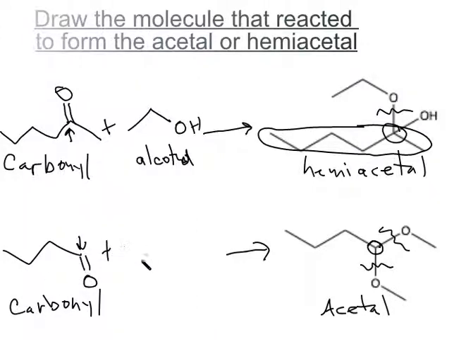And now since this is an acetal, we're going to need 2 alcohols. And the 2 alcohols are both the same in this case. They have 1 carbon connected to an OH. So we're going to have 2 methanol molecules that we can draw like that. So we have a carbonyl reacting with 2 alcohols to make an acetal, or we have a carbonyl reacting with 1 alcohol to make a hemiacetal.